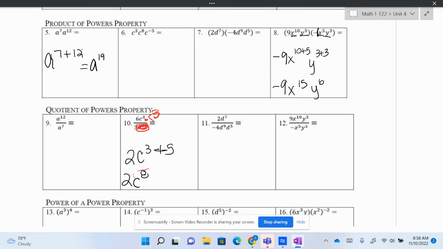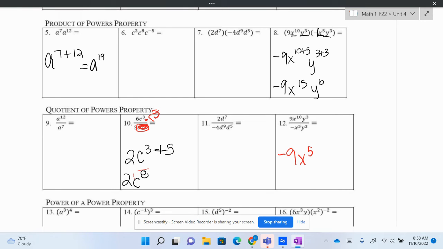Let's do number 9. 9 divided by -1 is -9. 10 minus 5 is 5. 3 minus 3 is 0, and anything to the 0 power is 1. So that's it. That's your quotient rule.